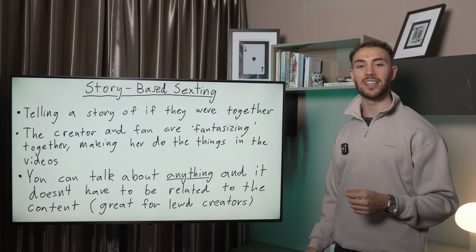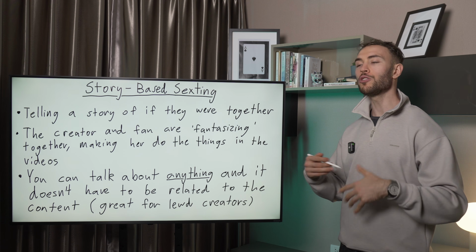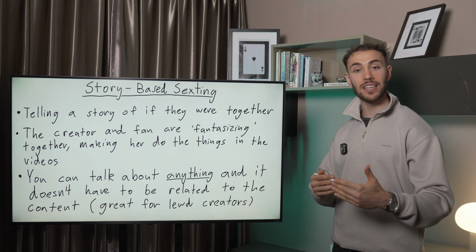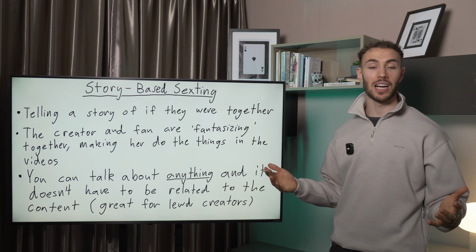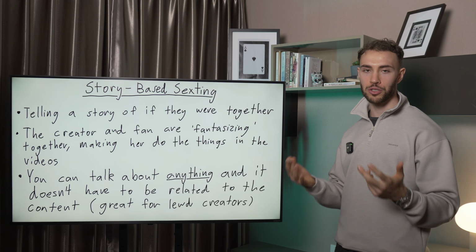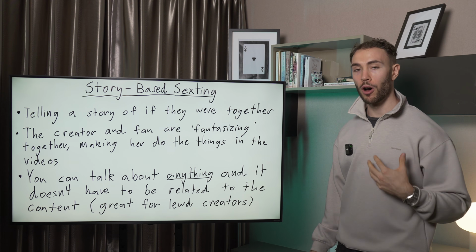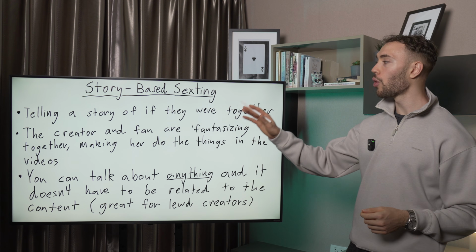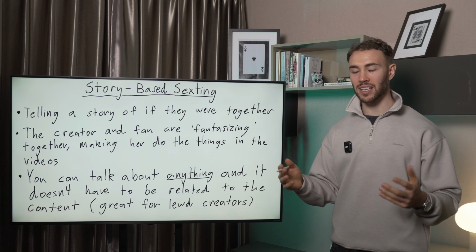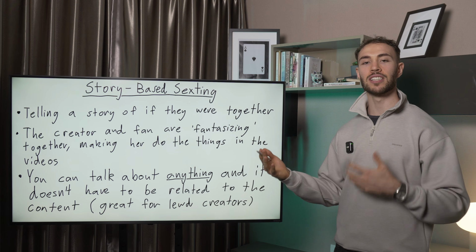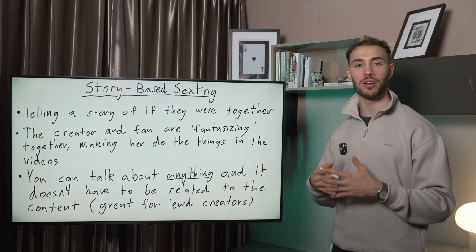So now you know how to transition into your sequence. What do you say from then to keep subscribers interested, engaged, and spending money? Well, it really comes down to sexting. And there are 2 main ways that you can do that. The first way, and I personally have seen a lot more success with this, is story-based sexting. Basically, this means you're telling a story of what the creator and subscriber would be doing if they were together.